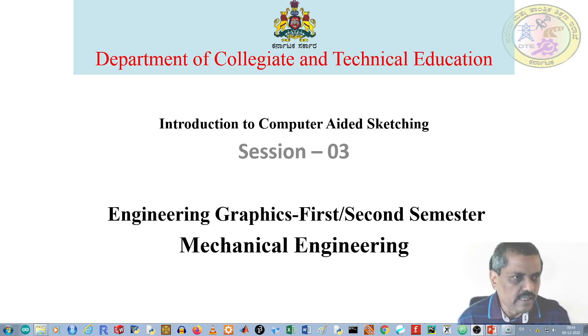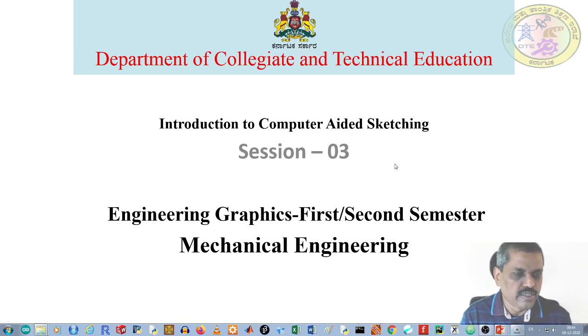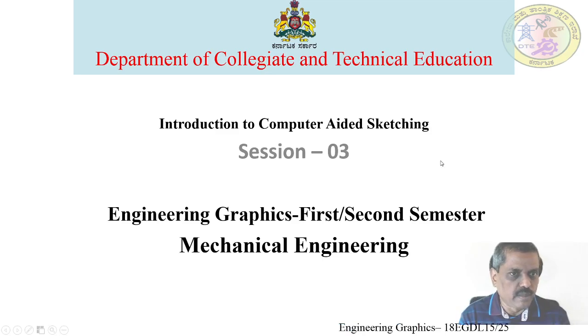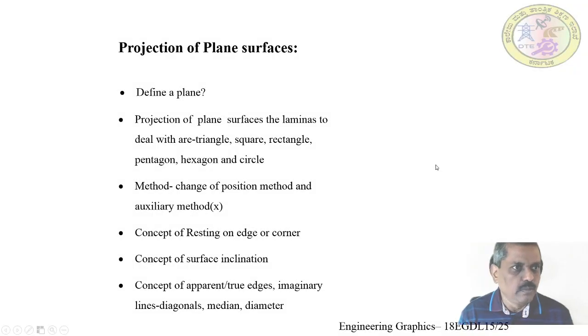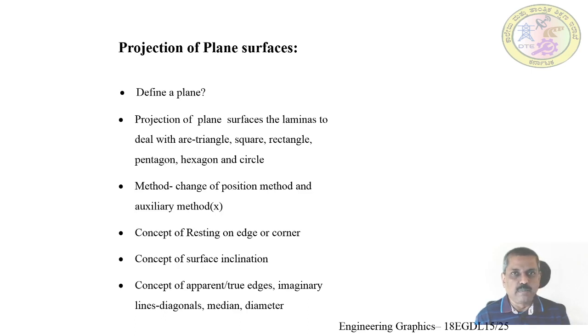We are dealing with engineering graphics. This is module 2 and session number 3. We move on to the next chapter, projection of plane surfaces. How to define a plane? A plane is a two-dimensional geometrical entity having length and breadth, but negligible thickness. So that is one of the ways to define a plane.